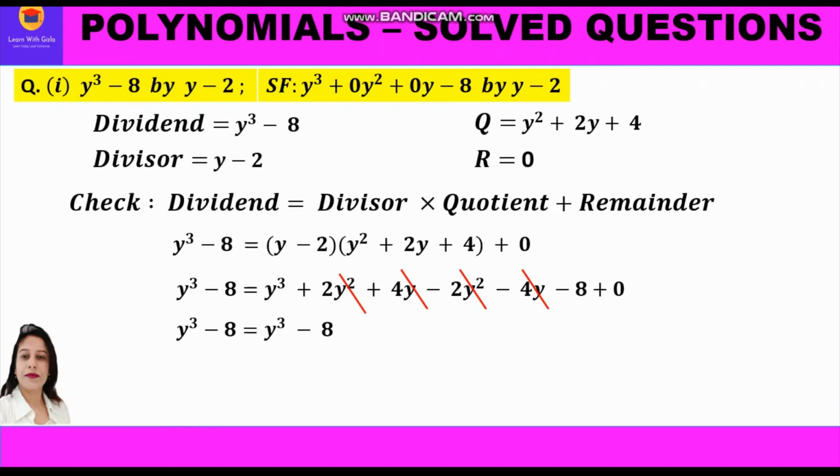So over here the left hand side is equal to the right hand side. The dividend is equal to the divisor into quotient plus remainder. So that means our division algorithm is satisfied and our answer is correct.